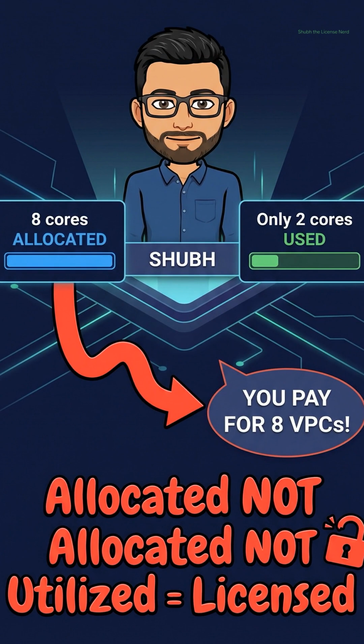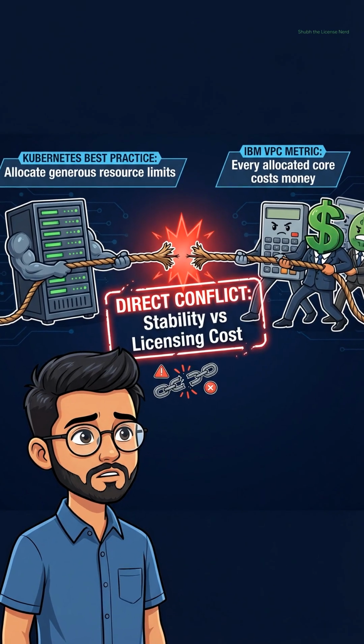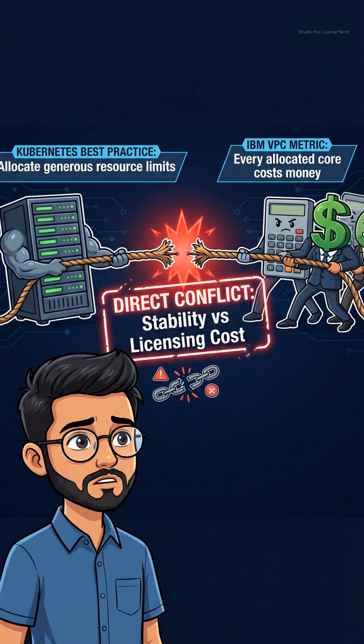But here's the first trap. VPC measures allocated cores, not actual utilization. If your container namespace has 8 cores allocated as a resource limit, but your IBM software only uses 2 cores on average, you are still consuming 8 VPCs. Every single core of headroom you allocate for performance safety counts as license consumption.